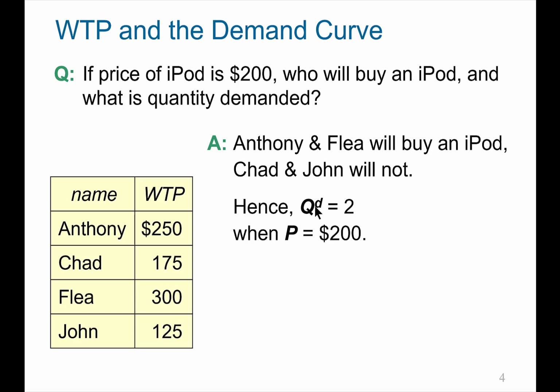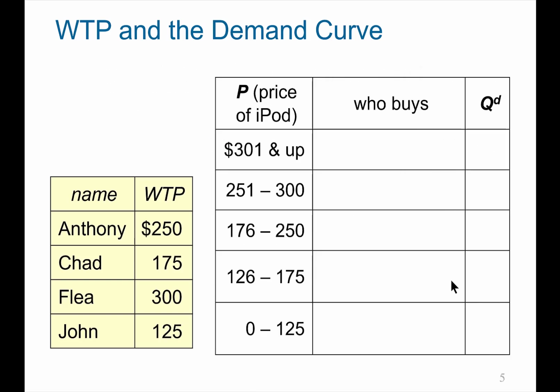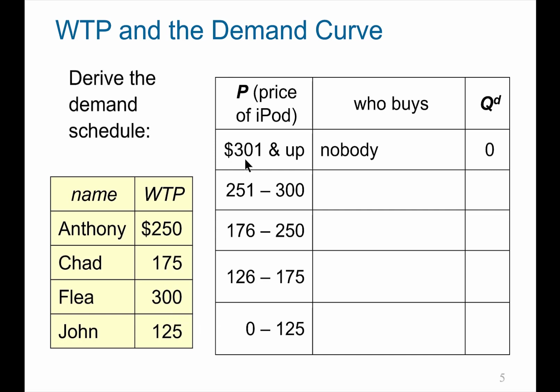Remember, at a particular price, how many units would they buy? The answer is quantity demanded. So the quantity demanded would be 2 when the price is 200. So we could do it in ranges. If the price is above 300, no one's going to buy it. If it falls between 251 and 300, let's assume that Flea would get it if it's at 300.